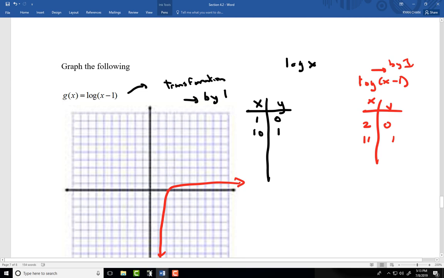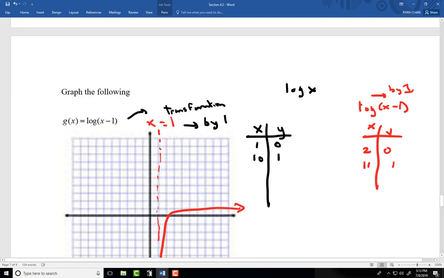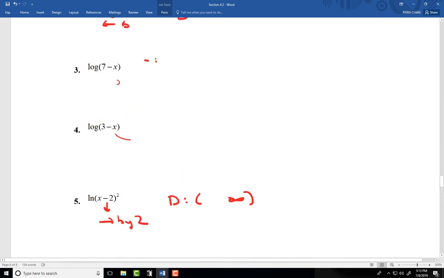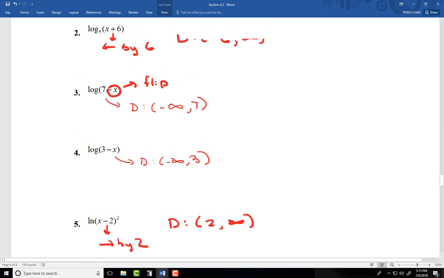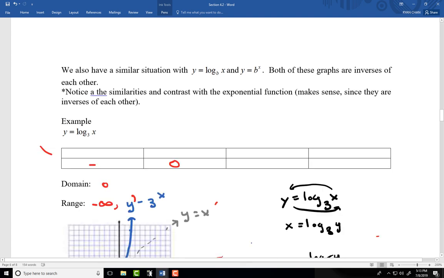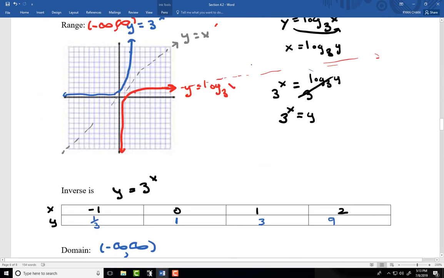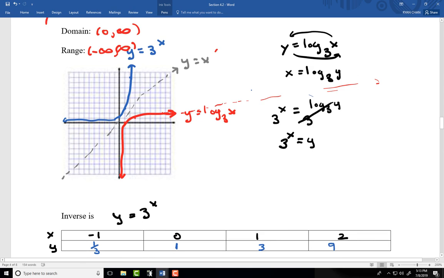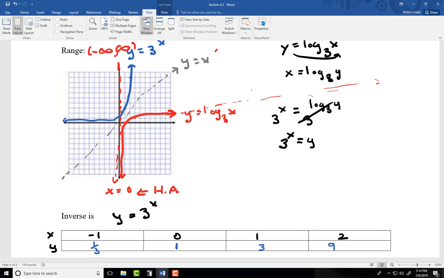Logs also have what's called a vertical asymptote. So here I have an asymptote at x equals 1. Let me just go back and talk about asymptotes. Remember, that's the line that you can't cross. So let me do this part in red. Here I have an asymptote at x equals 0. Okay. Remember, exponents is the opposite. They'll have a horizontal asymptote.